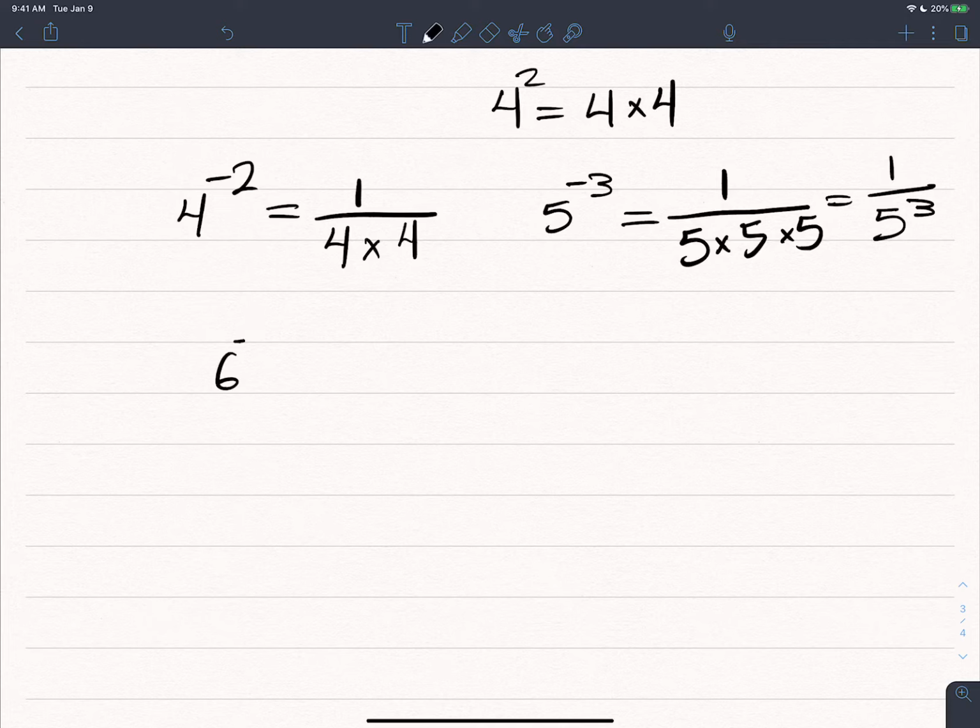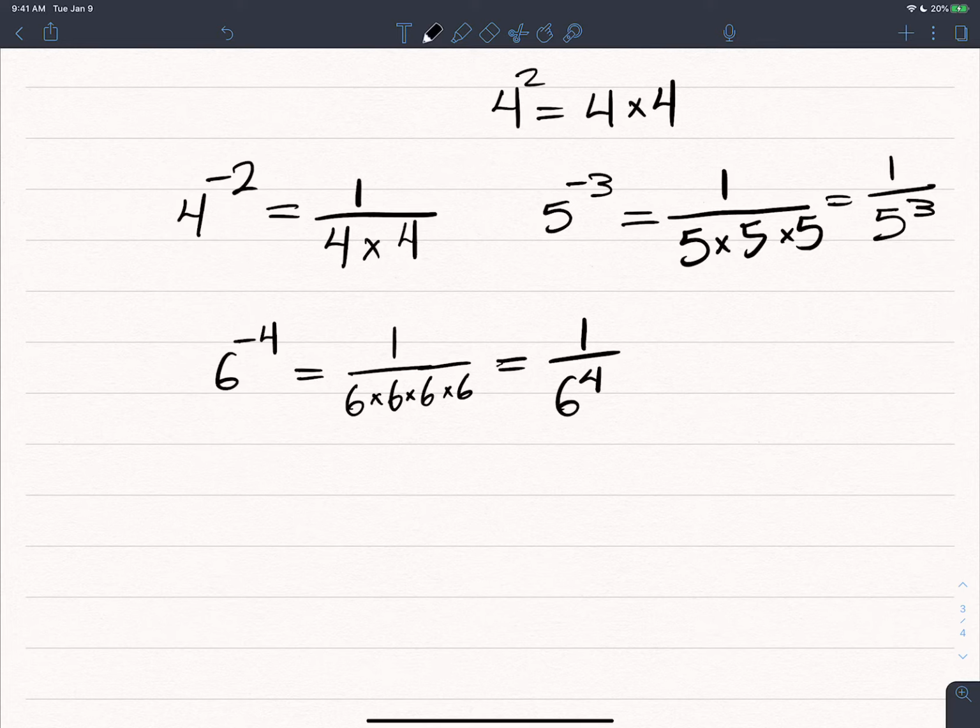What if we had 6 to the negative 4? Well, we're getting a similar kind of pattern. We had 6 times 6 times 6 times 6, which equals what? I mean, we could multiply it, but we don't have to. We can just write it as an exponent. So this would be 1 over 6 to the 4th.